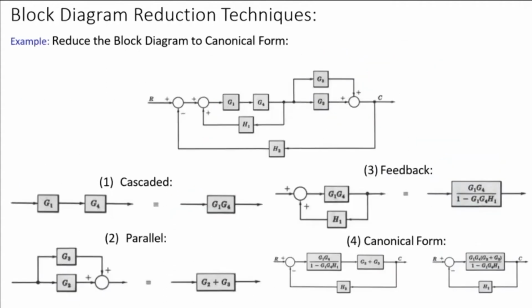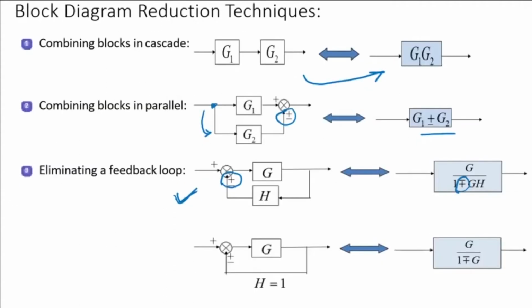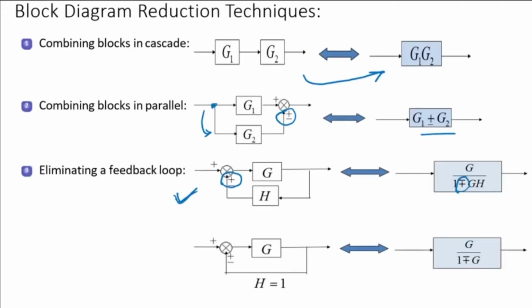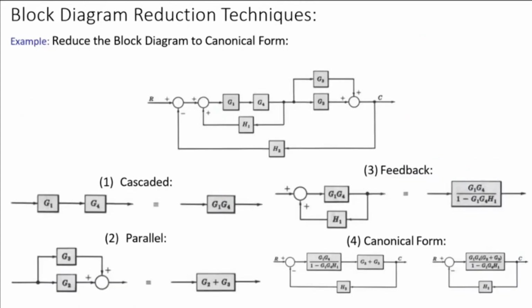Moving further, we can use these reduction techniques to reduce a block diagram which contains many blocks. For example, there are many blocks: G1, G4, H1, G3, G2, H2. These are all different blocks, and we need to bring it to one block because we want the transfer function of the complete system. So how do we reduce it? We catch one loop at a time and reduce it using one of these rules.